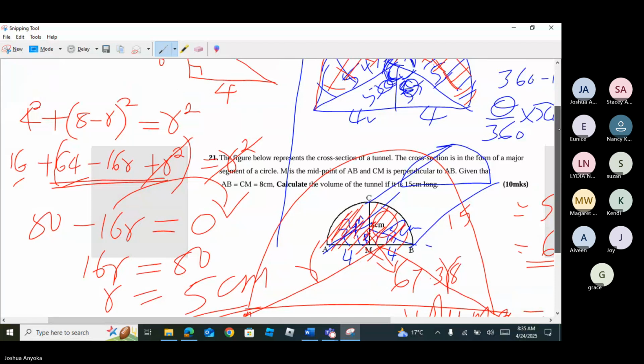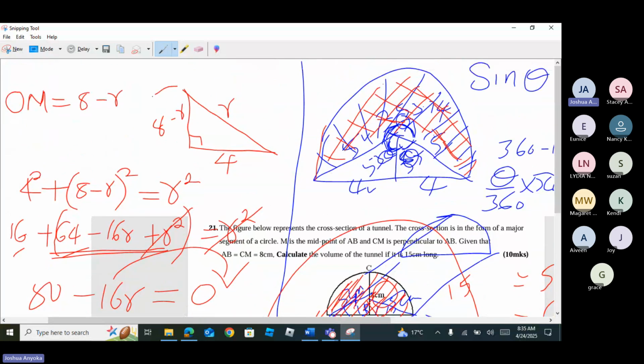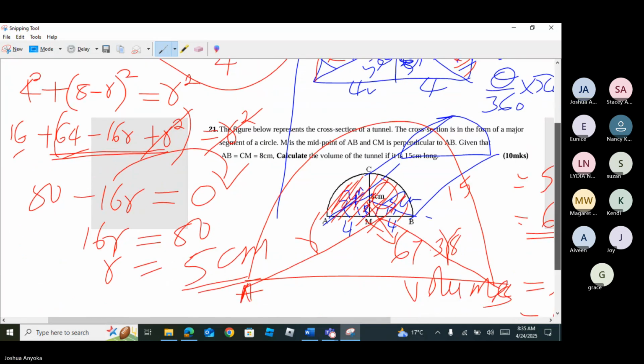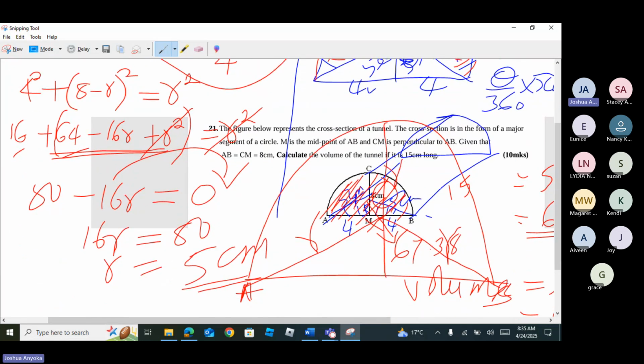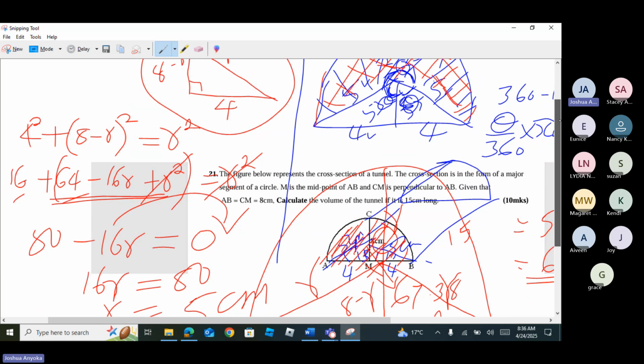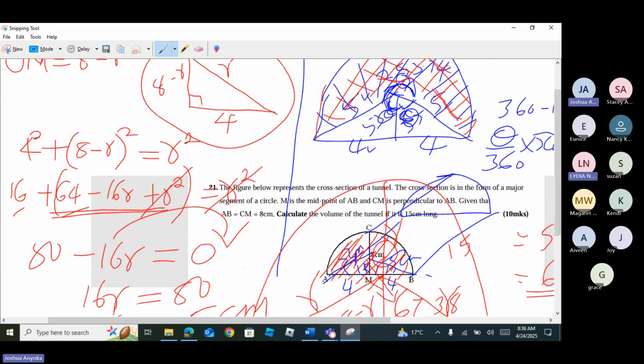To work out for the radius, we extracted this right angle triangle, where we have this one as radius. What will remain is 8 minus R. So we extracted this right angle triangle. Using Pythagoras theorem, the sum of the squares of the two shorter sides gives us the square of the larger side. So 4 squared, and this one gives us R squared.